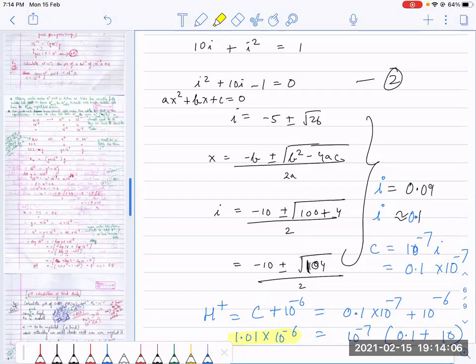No need to take H plus due to water. But the problem immediately starts as and when you decrease the concentration of a strong electrolyte even further. Like you take 10 to the power minus 7, then the contribution of H plus from water has to be taken into account, because water is giving approximately 10 to the power minus 7 H plus ions.